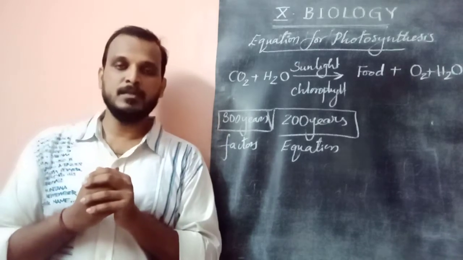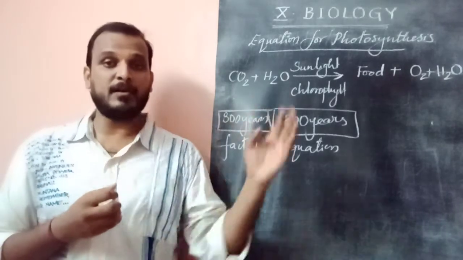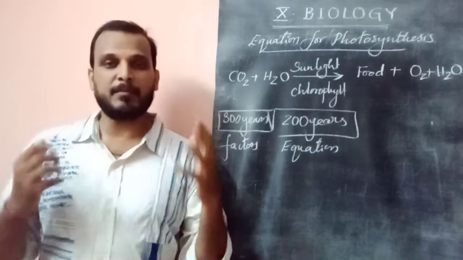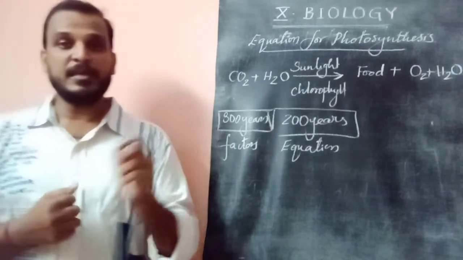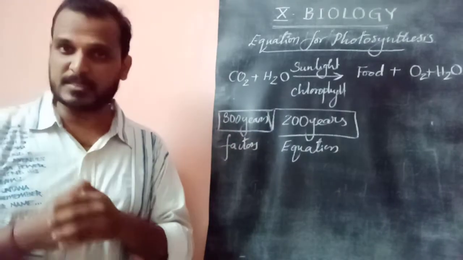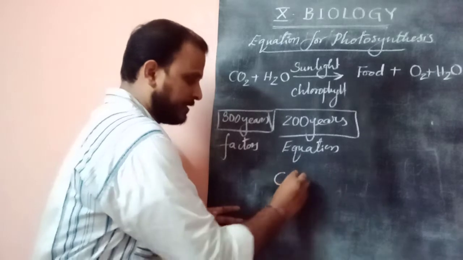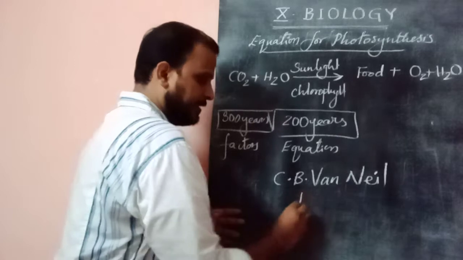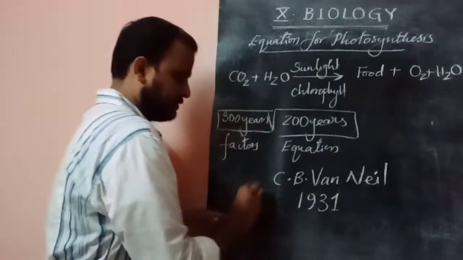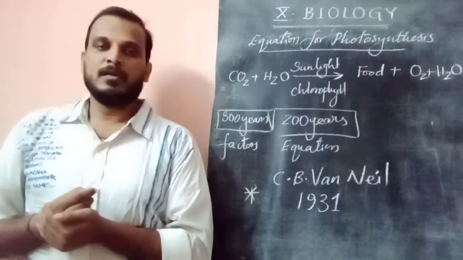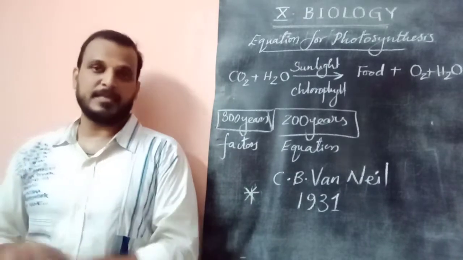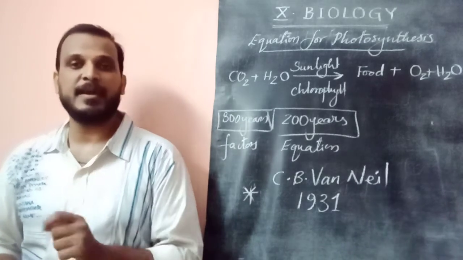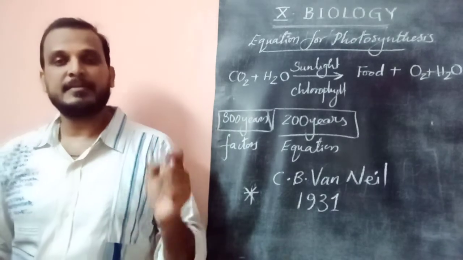Combinedly, all the factors and all the products formed in photosynthesis, found by different scientists, are combined in a short form which is called the equation for photosynthesis, first given by C.B. Van Niel in the year 1931. Very important. Who for the first time formulated the equation for photosynthesis is C.B. Van Niel in the year 1931.